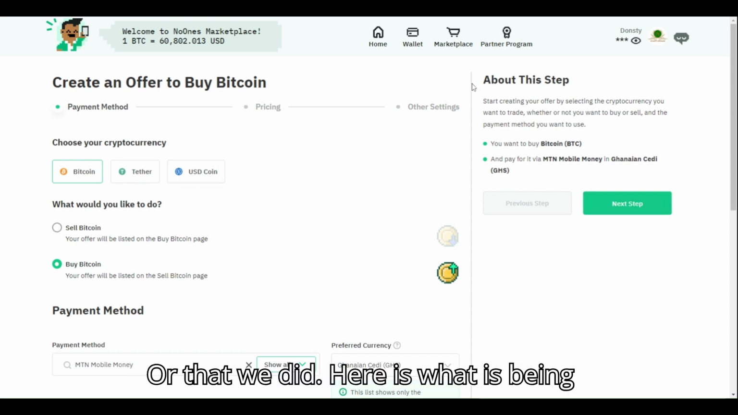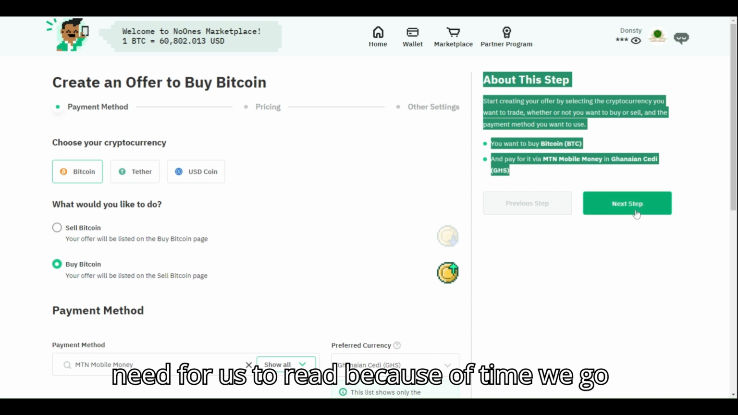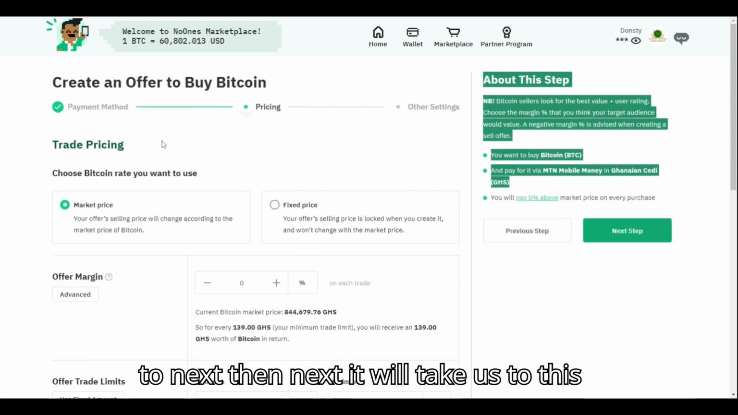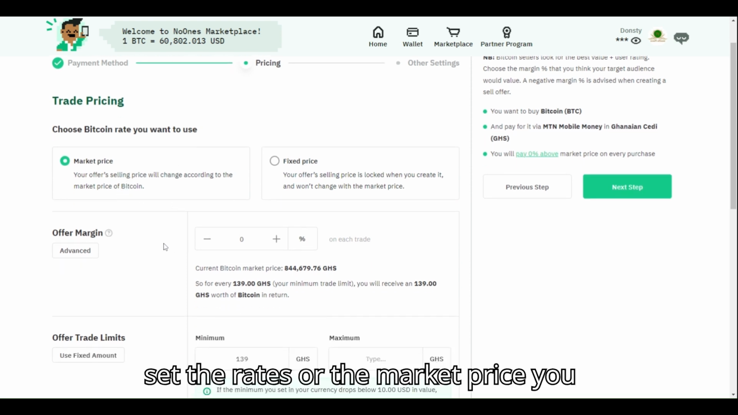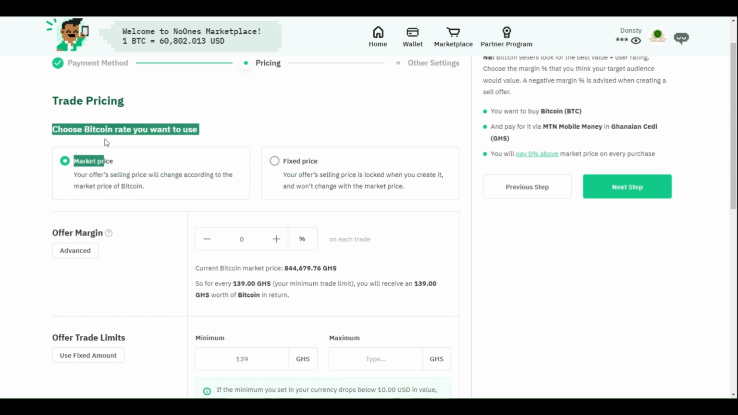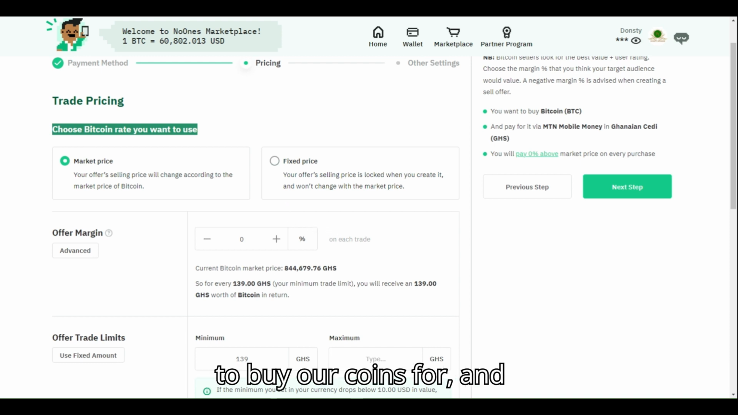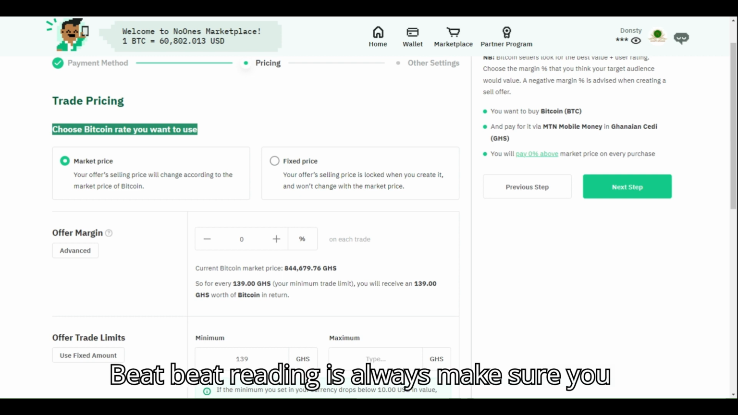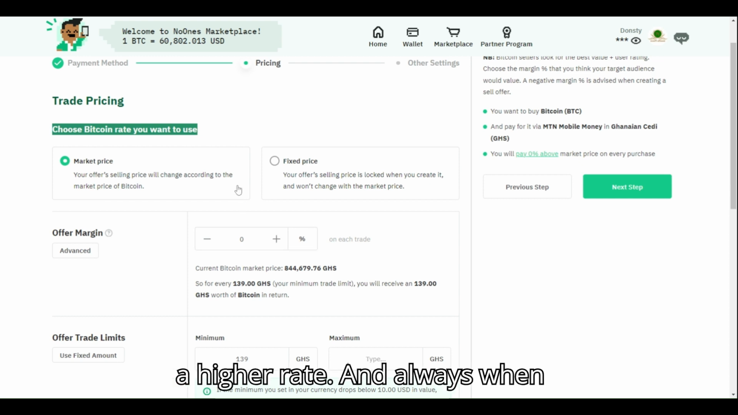All that we did here is what is being put down over here, so there's no need for us to read because of time. You go to next, then it will take us to this side where you are obliged to set the rate or the market price you want to buy your crypto for. Choose the Bitcoin rate you want to use, the rate we want to buy our coins for. And one of the principles of P2P trading is always make sure you buy at a lower rate, then you sell at a higher rate.